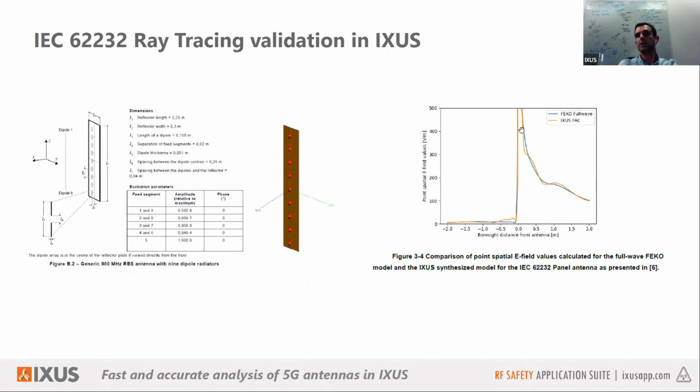The blue line is what we obtained from the full wave EM tool, and the orange line is what IXUS produces. These results come out of our validation reports that we do every time we make an adjustment to our calculation engine.